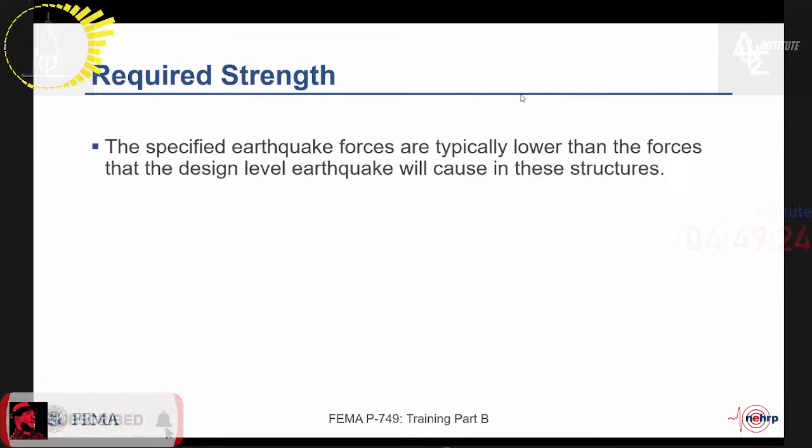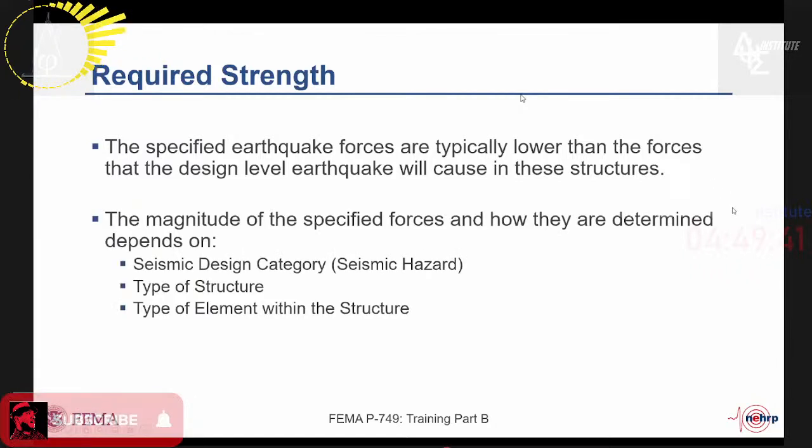The specified earthquake forces are typically lower than the forces that the design earthquake will actually produce in a structure that is capable of responding in a linear manner. This is because of the benefits of nonlinear response, as I described earlier. The magnitude of the specified forces and how they are determined depends on the seismic design category and the values of those C sub d, R, and omega 0 coefficients I showed you earlier in the table. This in turn is dependent on the type of structure and the type of element within the structure.